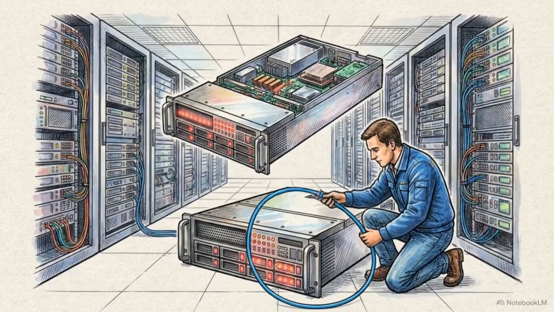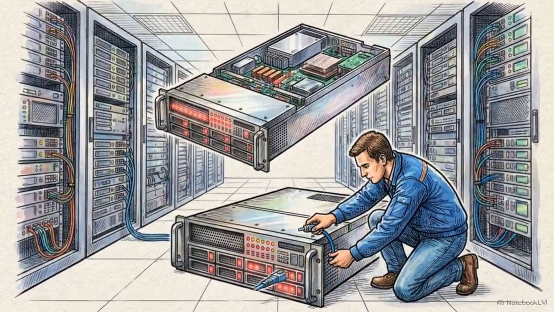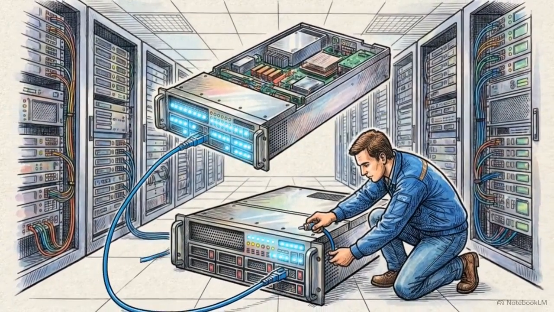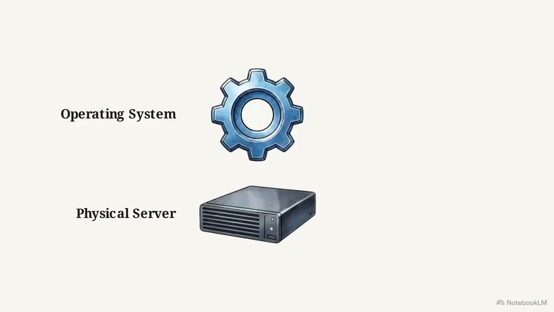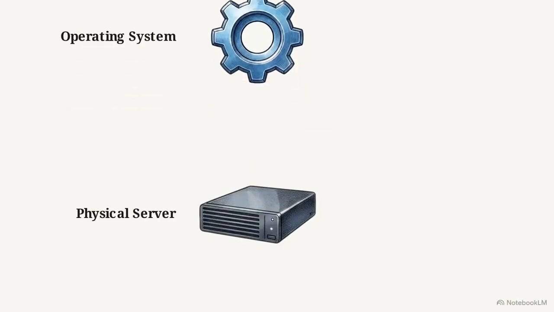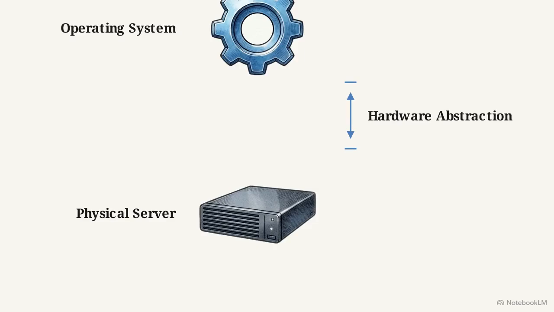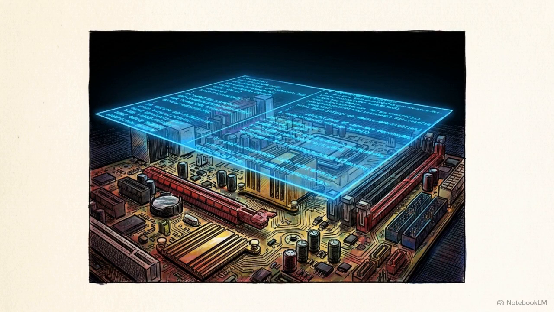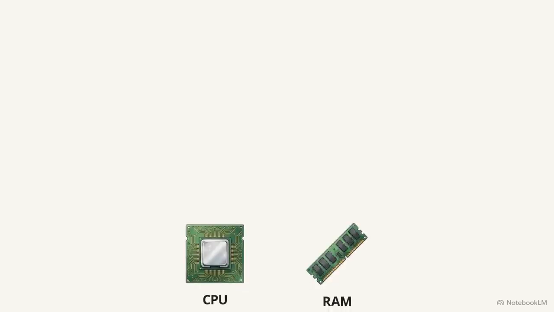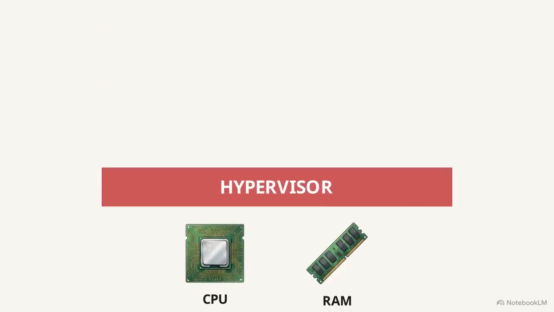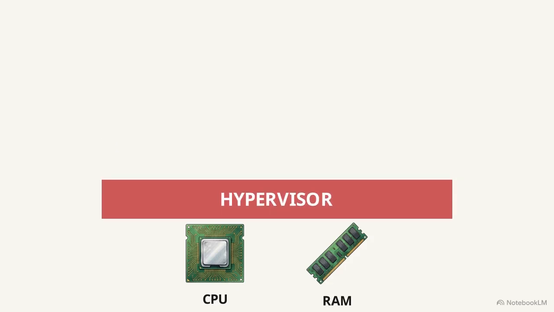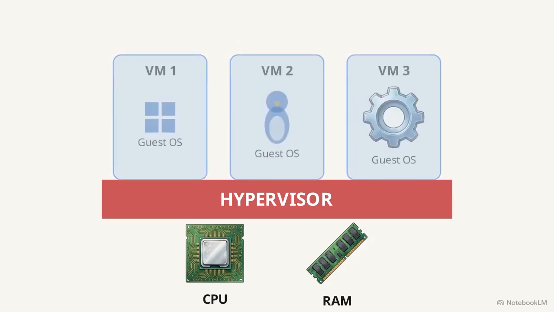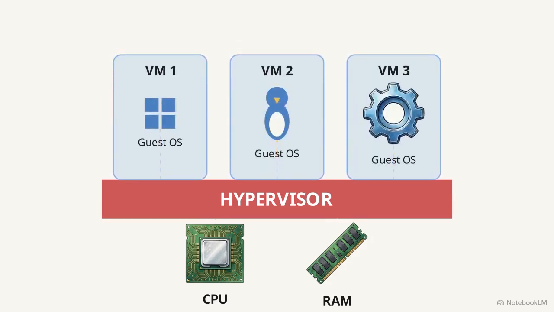To solve this hardware waste and bypass these software limitations, the IT industry had to break the one-to-one rule. They needed to decouple the operating system from the physical box, a concept known as hardware abstraction. The mechanism that makes this abstraction possible is a specialized software layer called a hypervisor. A hypervisor sits above the physical components, the CPU, memory, and storage, and emulates them. By providing multiple operating systems with their own virtual hardware, the hypervisor allows multiple virtual machines, or VMs, to operate simultaneously on a single host.